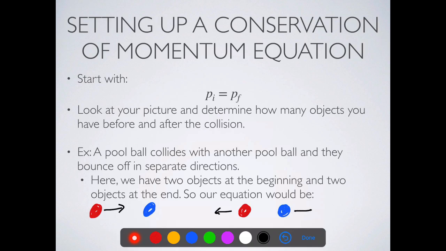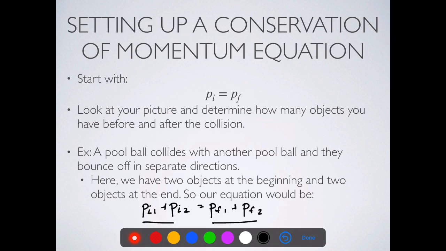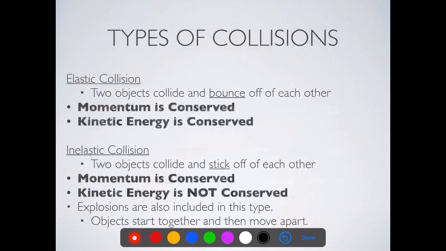So if we wanted to look at what this equation is going to look like, well, we start with P initial is equal to P final. Now P initial, remember, refers to the total initial momentum. So when we're writing the initial momentum, we need to say the initial momentum of pool ball number 1 plus the initial momentum of pool ball number 2 is equal to the final momentum of pool ball 1 plus the final momentum of pool ball 2. Two objects at the beginning, two objects at the end. All right.